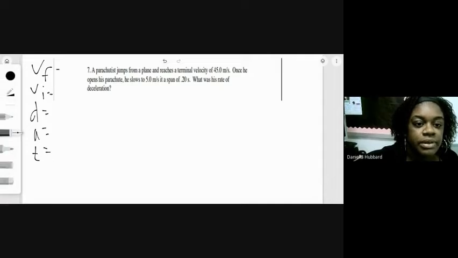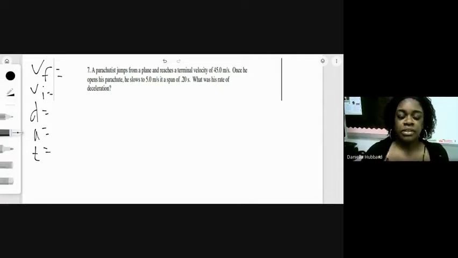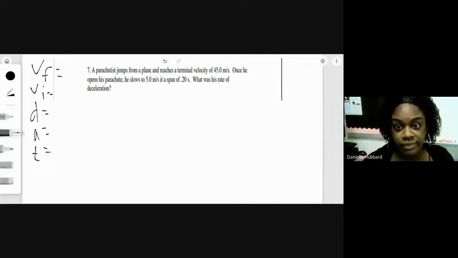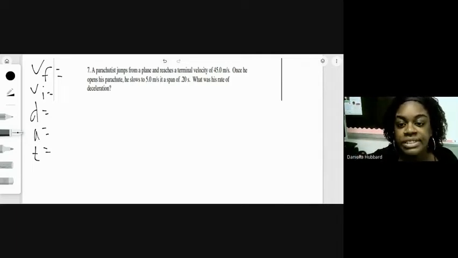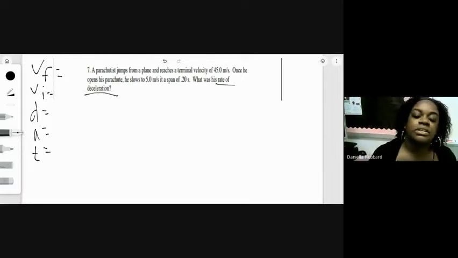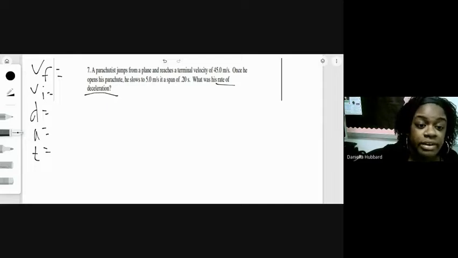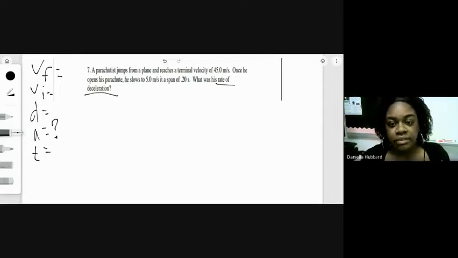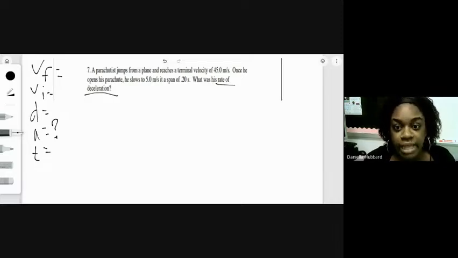And just get used to doing that. Even with the equations and problems that you're going to see in the future, get used to just writing out the information that's given. Okay. Question says, what is his rate of deceleration? So yes, you see the word deceleration, but we're still talking about acceleration, which is A. It's saying deceleration because we know the parachute guy slowed down.